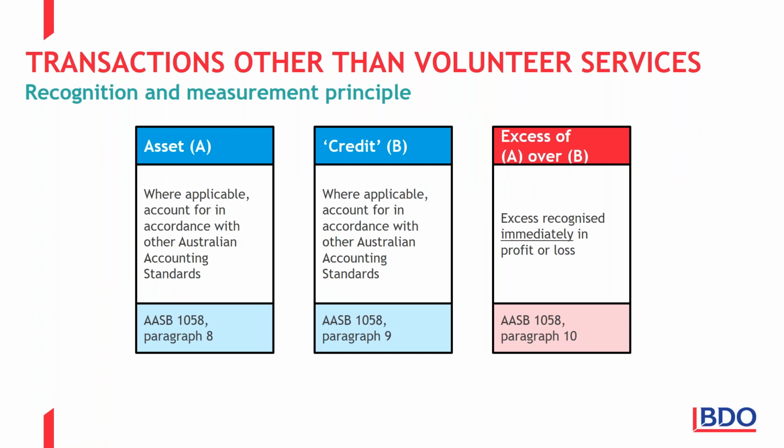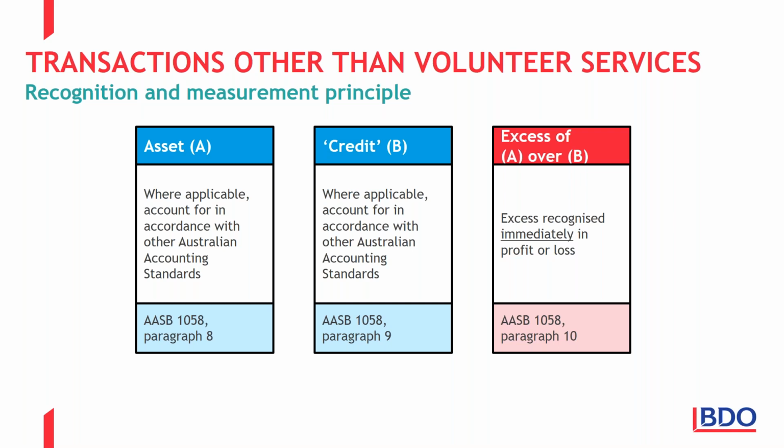Now, the process is we start with the asset side, and you determine if I receive cash or if I receive a particular asset. You first look at what is the applicable accounting standard to account for whatever I've received. If it's cash that I've received, I apply AASB 9 financial instruments. If I've received a property, I apply AASB 116 property, plant and equipment. If I've received an intangible asset or inventory, I pick the appropriate accounting standard and I recognize the asset. Then I say, what do I credit?